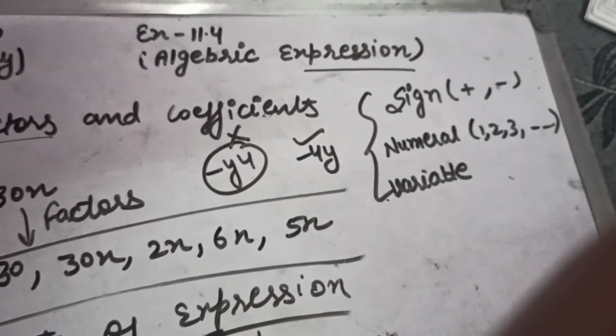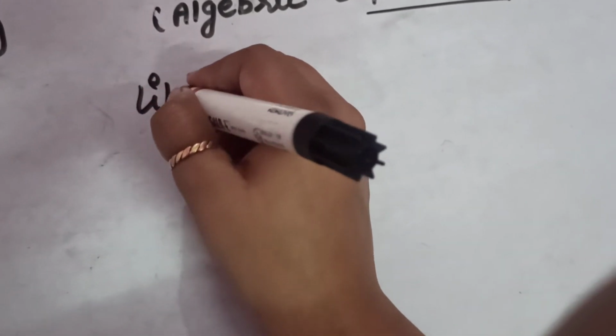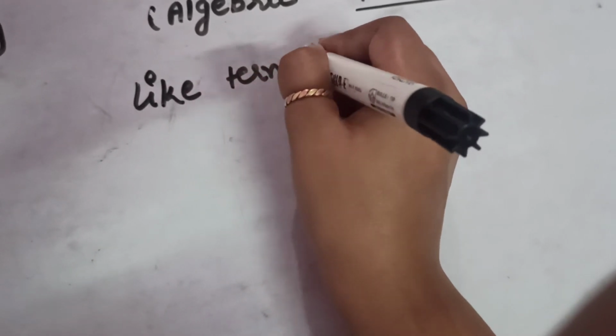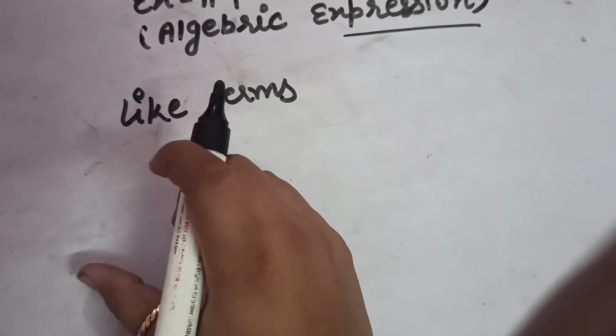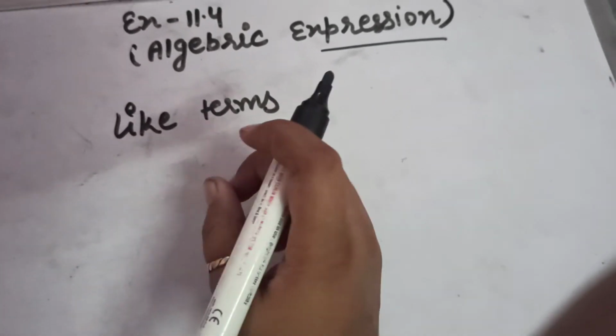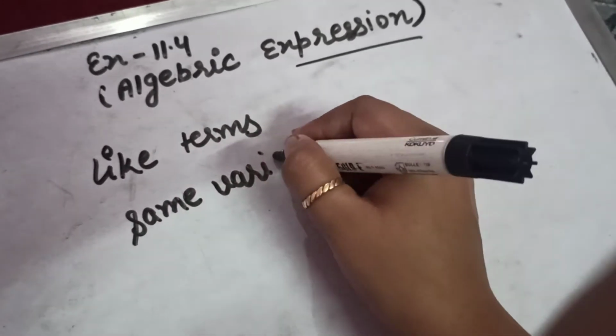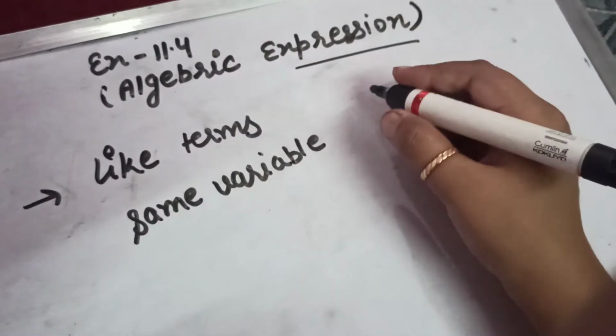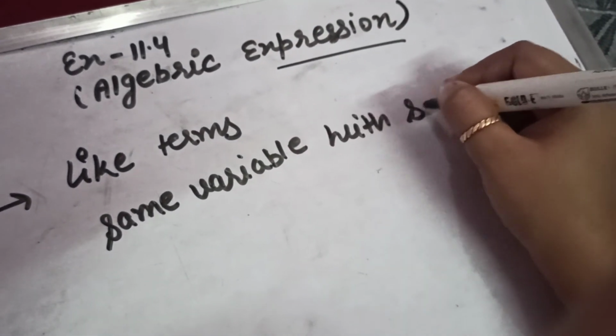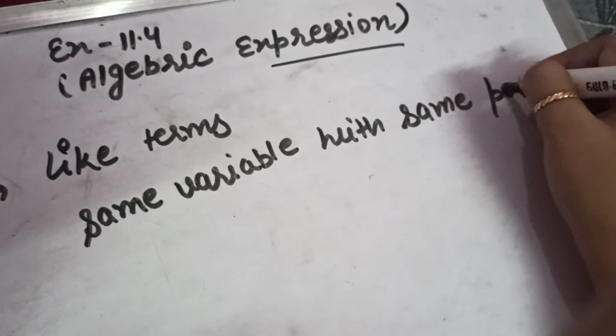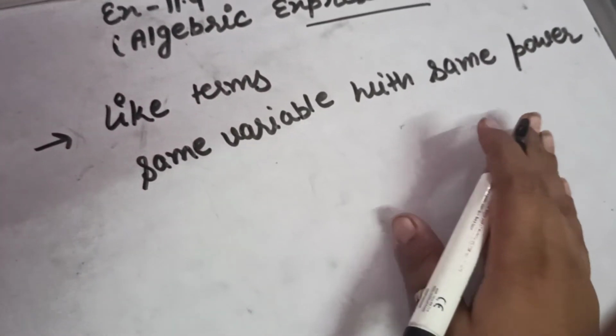After this, the last topic of this is like and unlike terms. How you will choose the like terms in the given question, and how you will choose the unlike terms. So what are like terms? Like terms are the terms which have the same variable with the same power. Focus on the words same power and same variable.